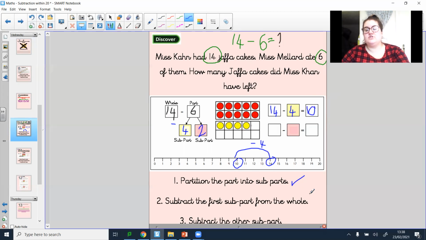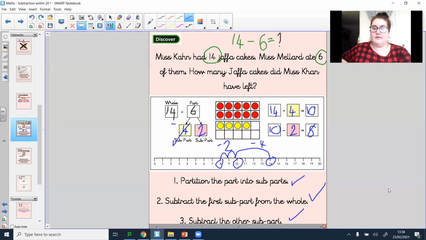Okay, and now I can do the last step, which is to subtract the other subpart. So I'm now at 10. Again, remember that you're not using the whole this time because you started at the whole. We've taken part of the part away, and now we need to take the other part. So we've taken away the 4, and now we need to take away 2 more. 1, 2. There we go. I've taken away 2 more, and I've landed on the number 8. So 14 take away 6 equals 8.